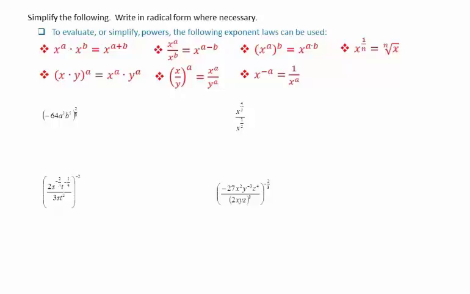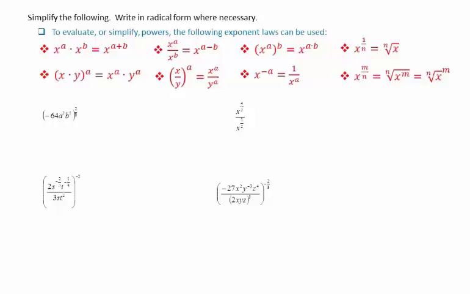For x to the 1 over n, note that the n as a denominator of the exponent becomes the index of a radical. Similarly, x to the m over n, the n, the denominator of the exponent, becomes the index of the radical. We can have either the nth root of x to the m or the nth root of x, all raised to the m.